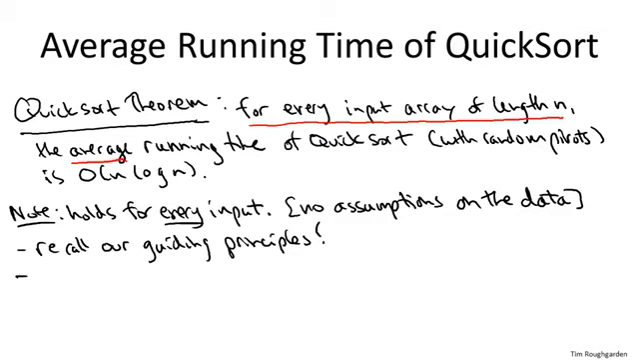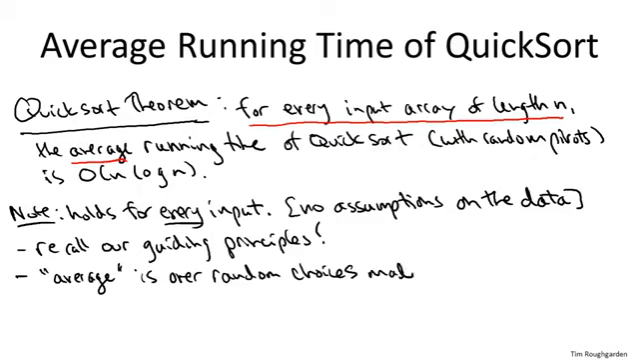Now, the word average does appear in this theorem, and as I've been harping on, this average is not over any assumptions on the data. We're certainly not assuming that the input array is random in any sense. The input array can be anything. So where is the averaging coming from? The averaging is coming only from randomness which is internal to our algorithm, randomness that we put in the code ourselves, that we're responsible for.